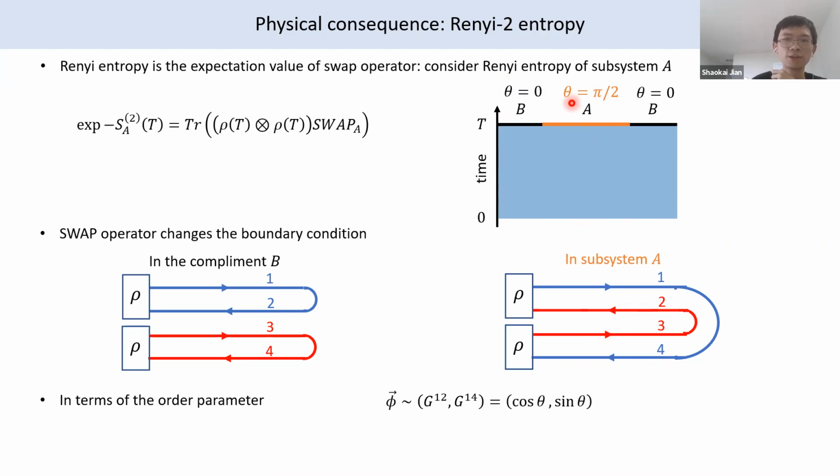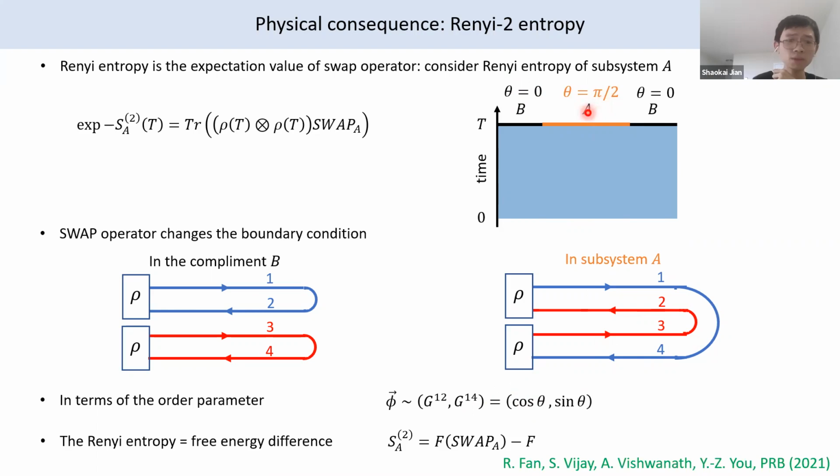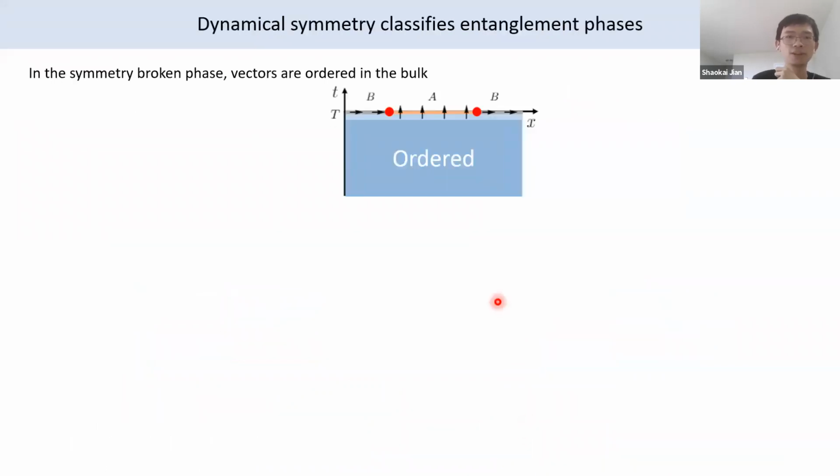So in order to calculate the Renyi entropy, we need to apply the boundary condition twist of the angle in the boundary of A. Then the Renyi entropy is given by the free energy difference between the configuration with the swap operator and without the swap operator. Now we have all the knowledge to say dynamical symmetry classifies different entanglement phases.